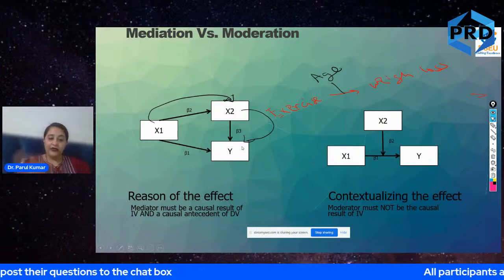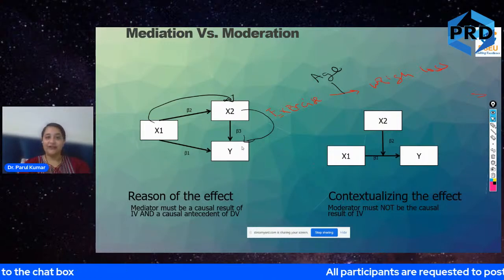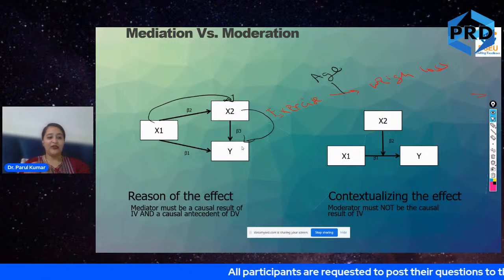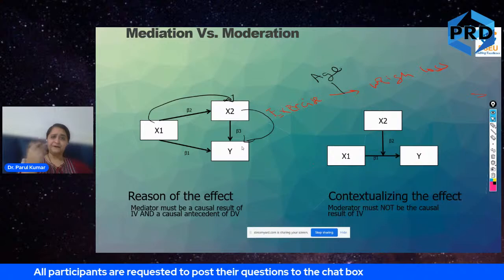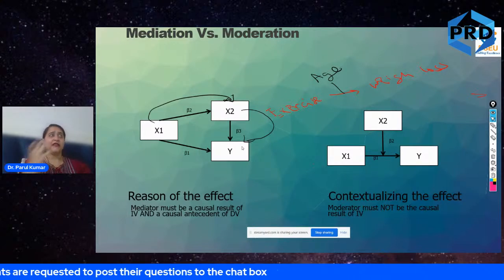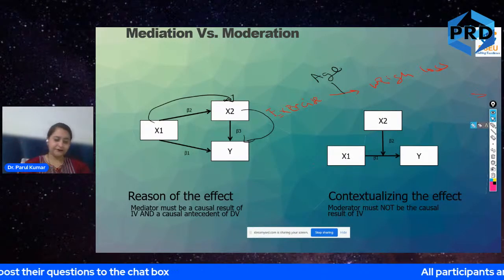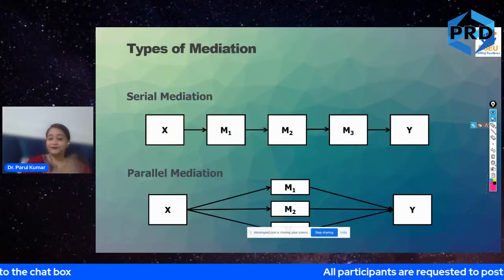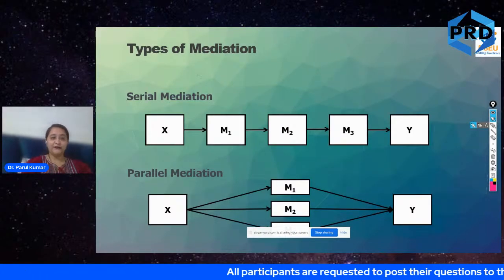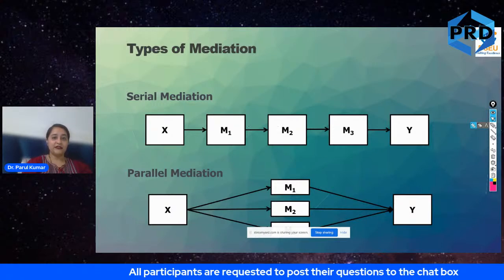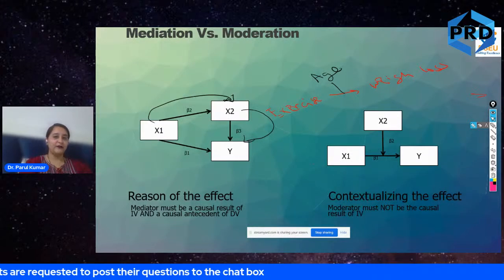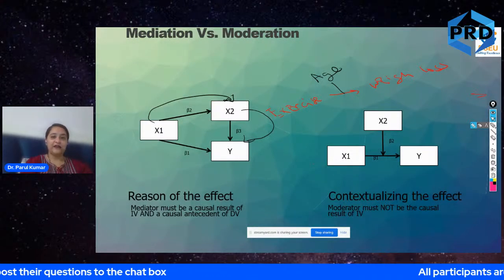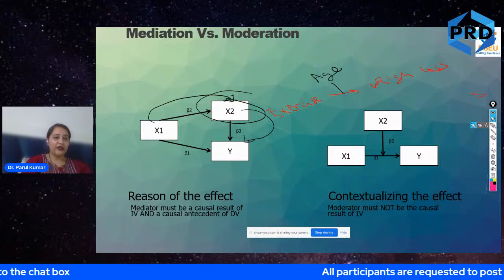What is the meaning of both of them? Just to give you an idea, just to help you differentiate, this is how things work. This is how you should understand: this is a mediator, that is a moderator. Now moving ahead, we have different types of mediation. So what is serial? The earlier one is a simple mediation, when we have only one way of going. Here X2 is the mediator. So it's a simple mediation.